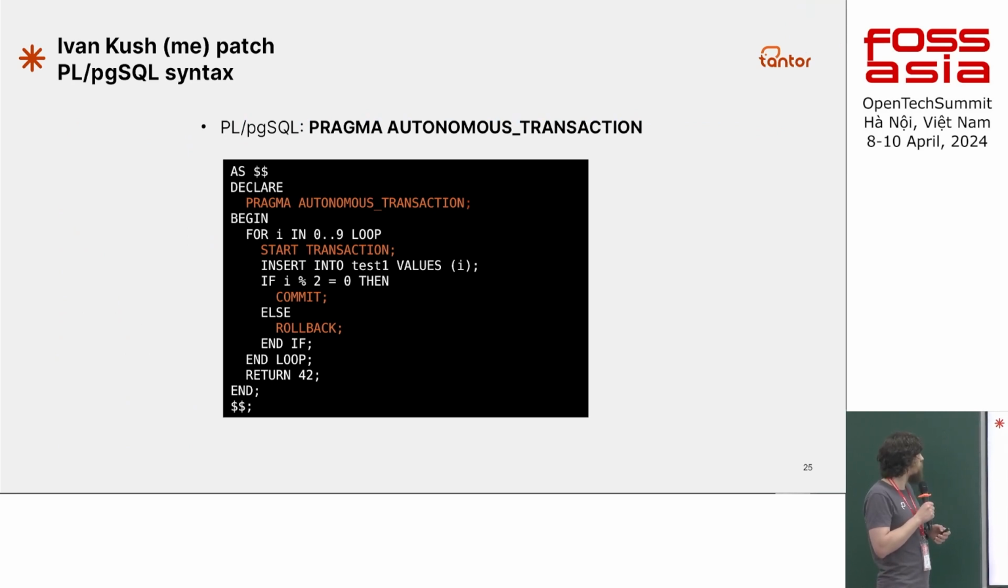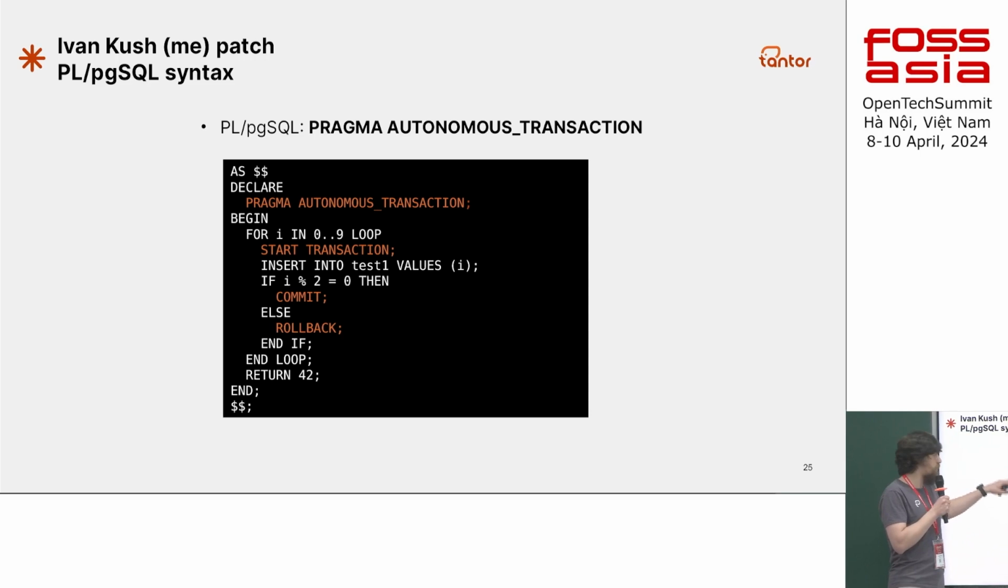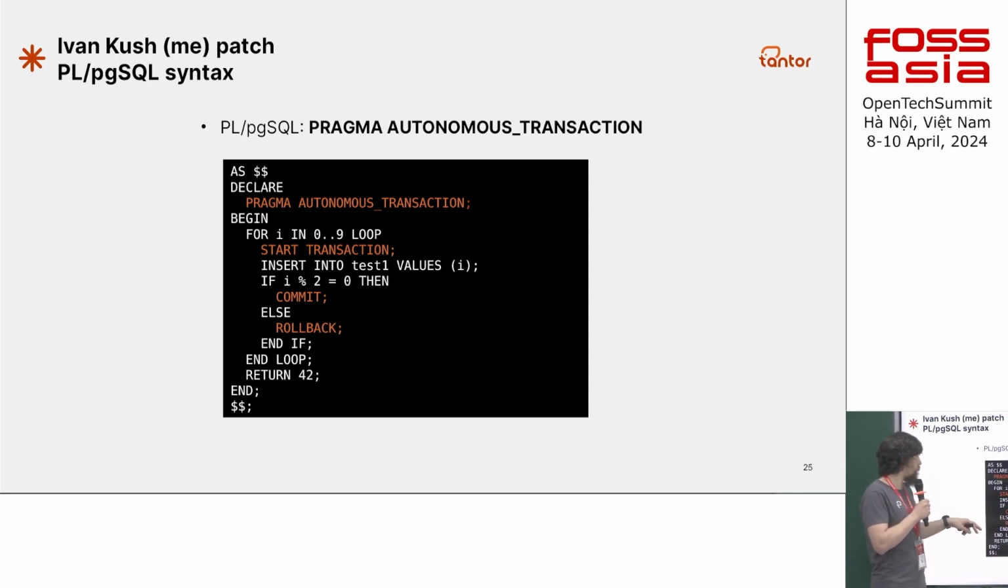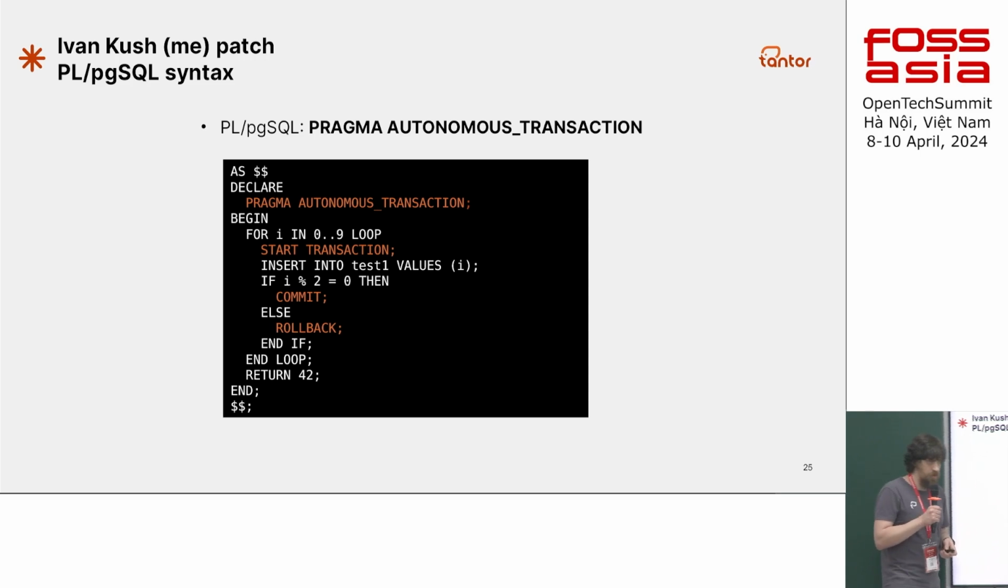So let's see an example. Here's an anonymous function with a pragma autonomous transaction, and in the function we have transaction management commands like start transaction, commit, and rollback. By default, in functions we can't use transaction commands.